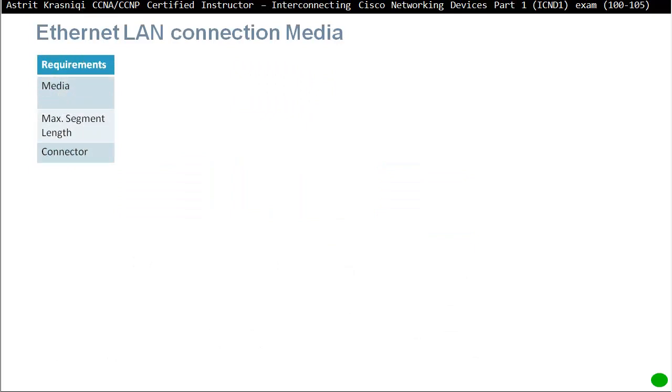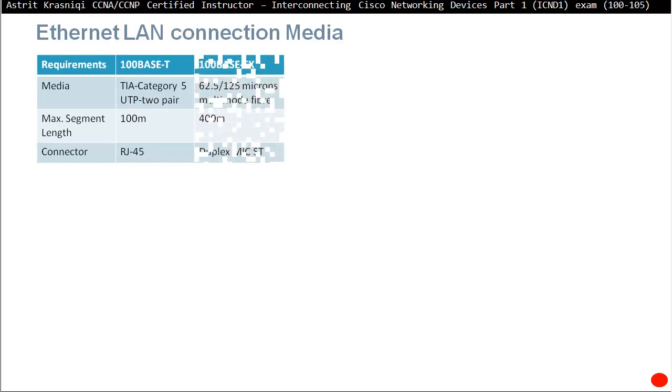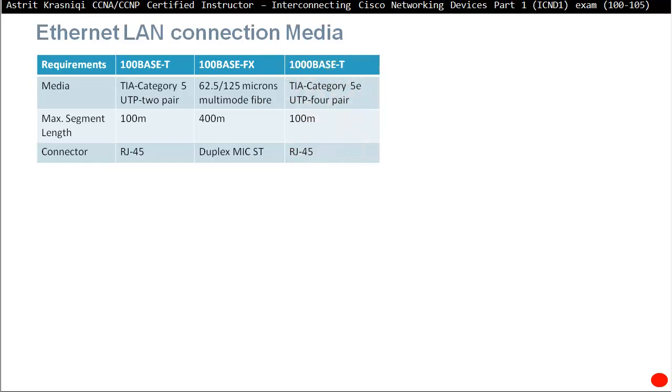So the requirements are media, maximum segment length, and connectors. 100BASE-T is 100 megabits per second, baseband, and it uses TIA category 5, 2 pairs only. The maximum segment is 100 meters. The connector is RJ45. 100BASE-FX is multimode fiber, 400 meters, duplex, with MIC and ST (straight tip) connectors.